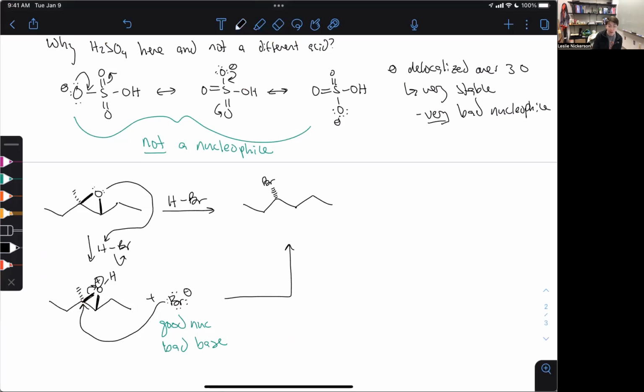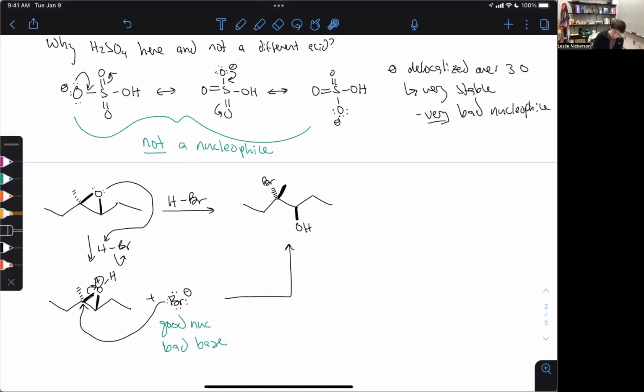So bromine's going to come from the back. That's going to push that methyl group to the front, and then my epoxide is going to open so that my OH stays on that wedge. Okay, so I'm going to end up with that product. For that one, that's all you need to do. There's really just the protonation and the nucleophilic attack step.